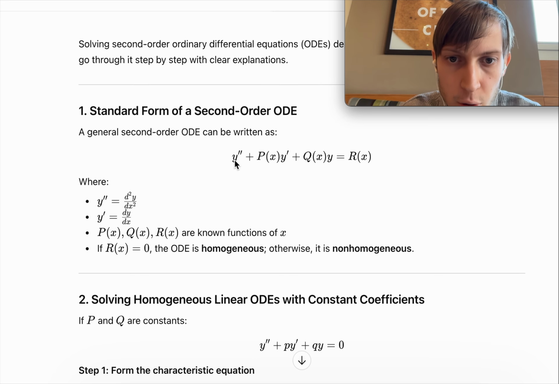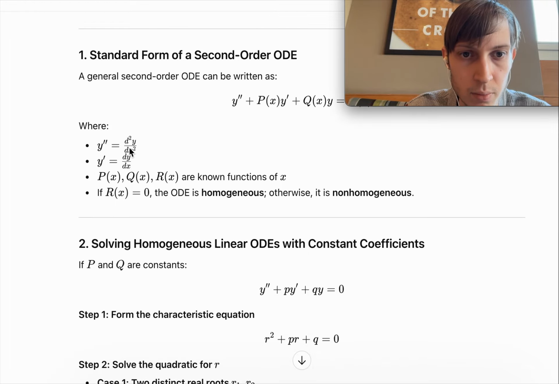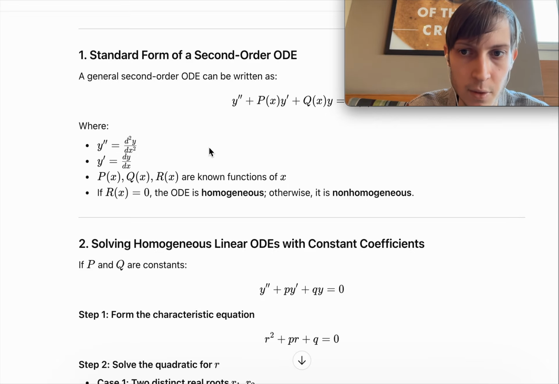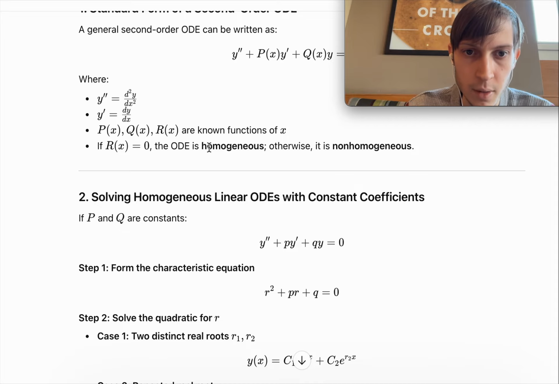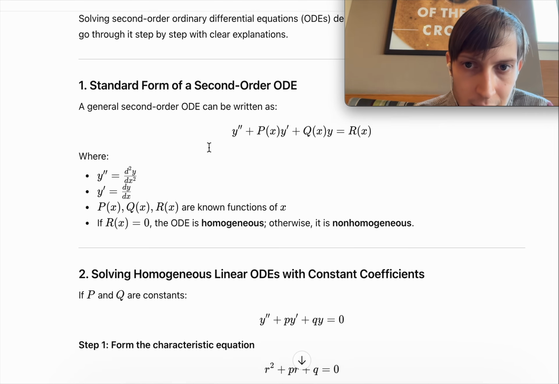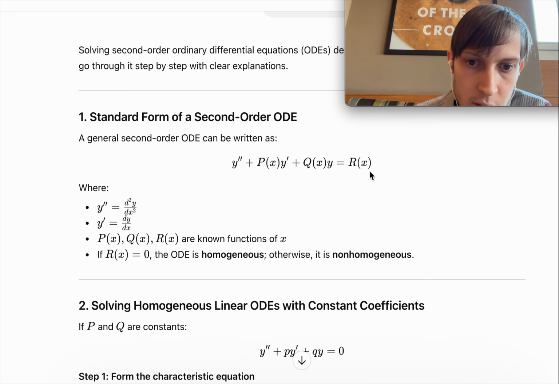So we would have coefficient 1 for the second derivative of y, then some function of x times y prime, plus another, perhaps different, function of x times y, equals another function of x. So y double prime is the second derivative of the function y that we're solving for, y prime is the first derivative. So the ODE is either homogeneous or non-homogeneous. If r of x is 0 here, then it's homogeneous. But if it's not 0, it's non-homogeneous.